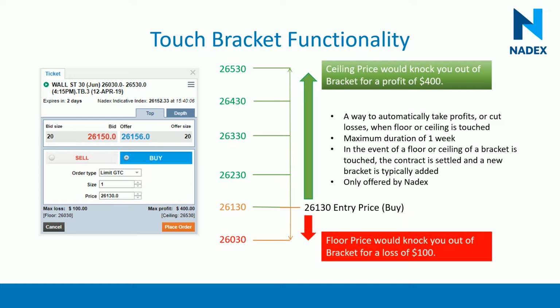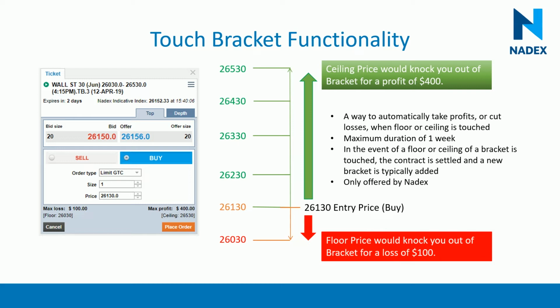Now, again, on the order ticket, it'll tell you what your maximum risk, whether you're buying or selling, is, your maximum potential loss, or your maximum potential profit. And again, you can close these contracts out early. There's a couple of ways that they can expire, which we'll talk about in just a moment. But basically, the touch bracket range, if price touches the floor or the ceiling, that contract is automatically expired.